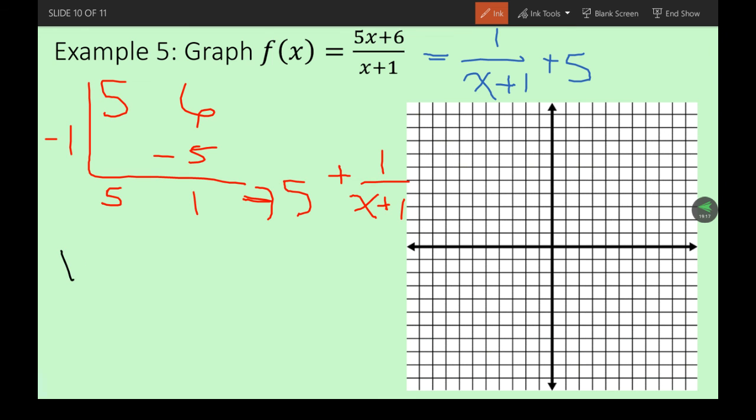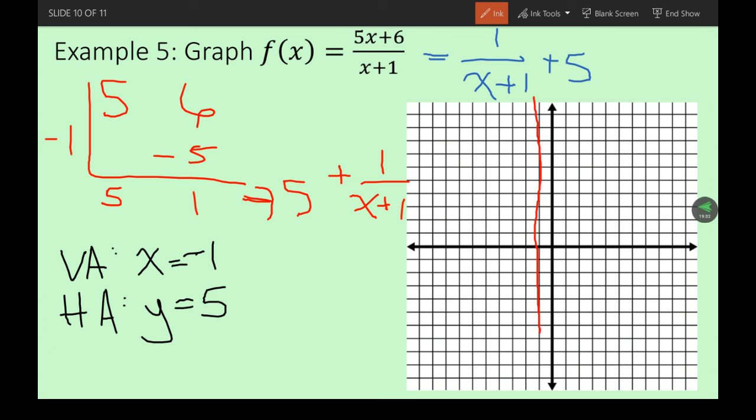That tells us, where's my vertical asymptote? Negative 1. Where's my horizontal asymptote? y equals 5. So I can plot those fairly nicely. Well, my graphing skills are sort of poor today. But that's okay. Do the best you can with what you got.